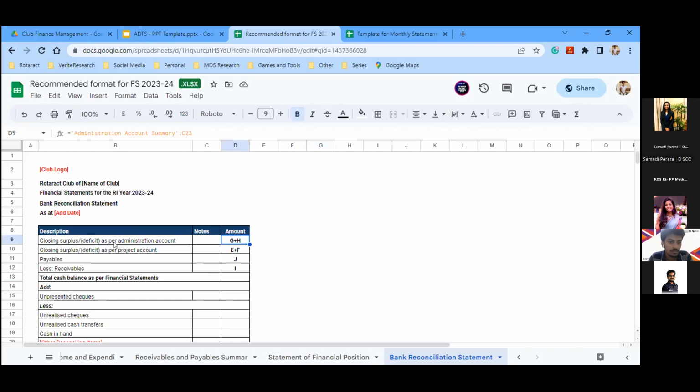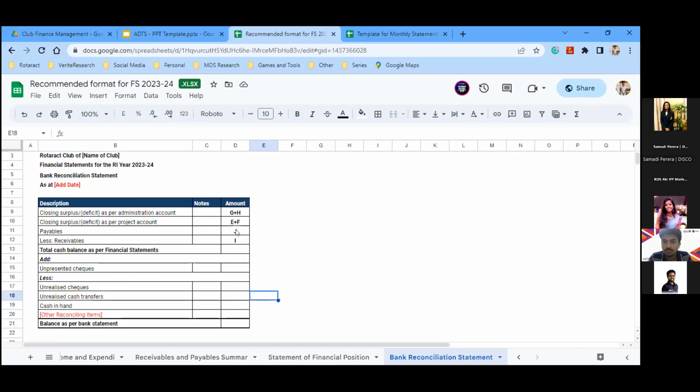So in this, the bank cash reconciliation, what it does is it takes the balances that you've calculated, right? So closing surplus of administrative account, closing surplus as per project accounts. And then, yeah, you add the payables and you minus the receivables. So in this, you add the payables because that money hasn't gone out yet. But when you calculated these, you've already deducted it, right? To get those surpluses and deficits, you reduce those payables as if you paid, but you haven't paid. So you have to add them back in, right?